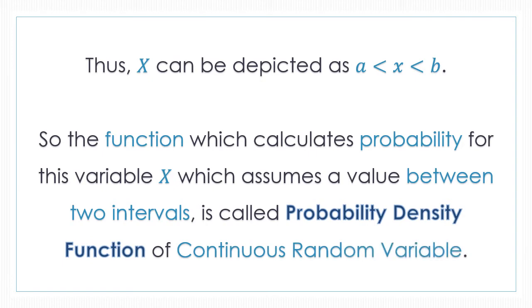So here the function or the formula, I hope you guys remember the formula used in binomial probability distribution, nCx p raised to x, q raised to n minus x. That was the probability function of a discrete random variable, or a binomial variable. This time we are talking about the continuous random variable. So the function which calculates the probability for the given continuous random variable, we call it the probability density function of a continuous random variable.